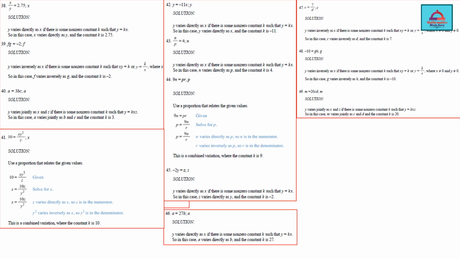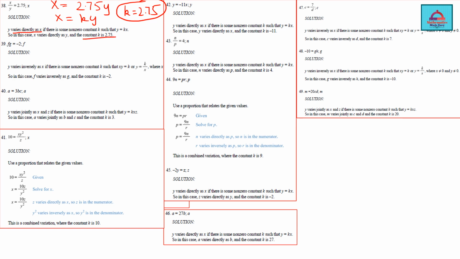Okay, so let's solve question 38. X over y is equal to 2.75. You have to say for this question, for x, what is the variation? Is it direct, joint, inverse, or combined variation? So here x can be written as 2.75y. That means x is equal to ky, where k is the value 2.75. So this is a question on direct variation because x varies directly as y, and you have the non-zero constant k equal to 2.75, which is giving you the constant here.